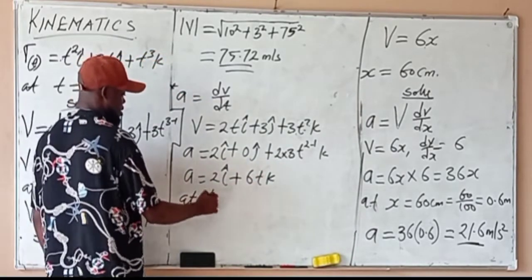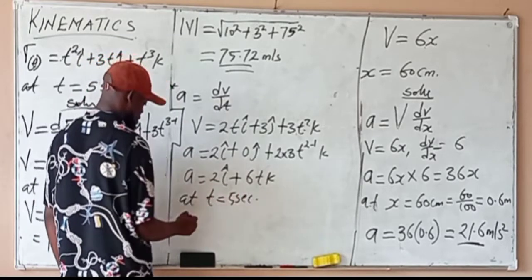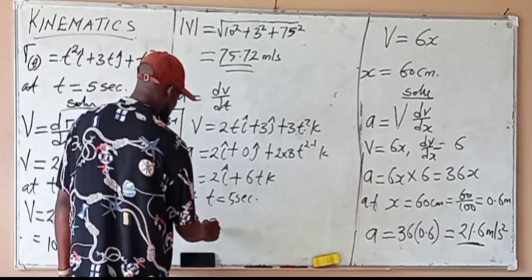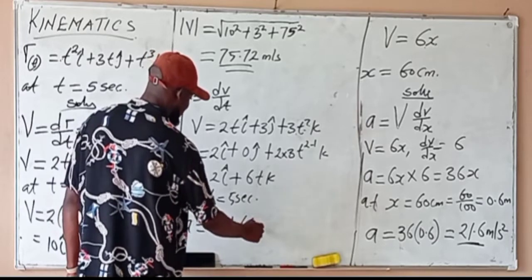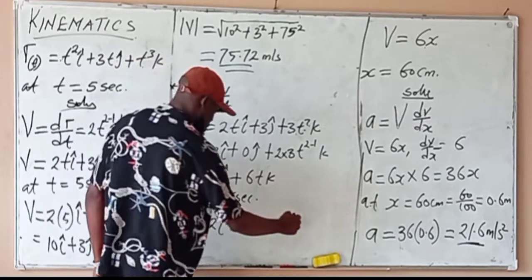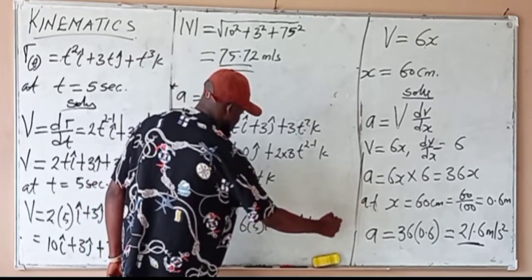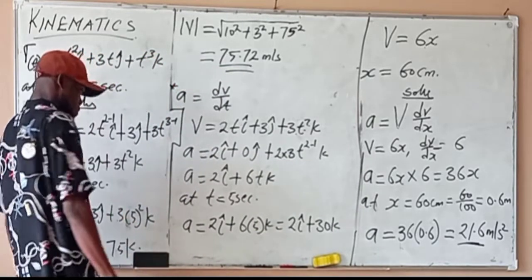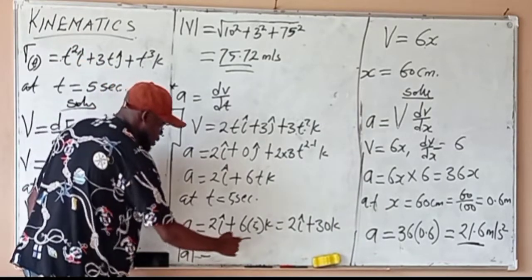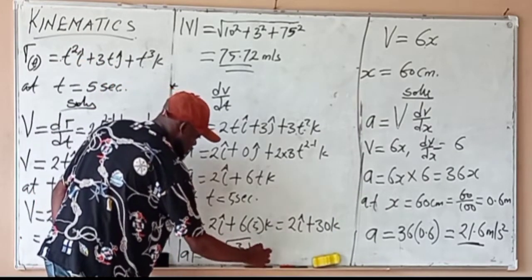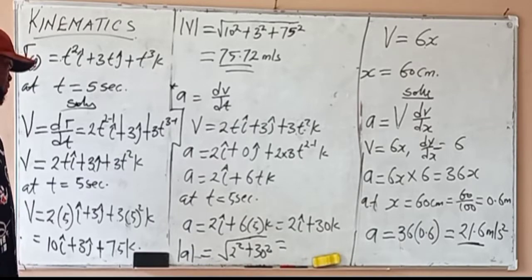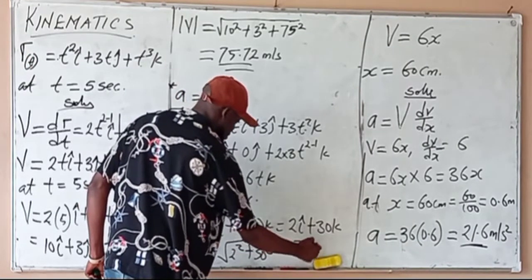Then at t equal to 5 seconds, our a will be equal to 2i plus 6 times 5 k. That will be equal to 2i plus 30k. That's what I'm going to have. Then, what about the magnitude of a now? Square root of 2 squared plus 30 squared. Give us an answer. So what will be the answer?